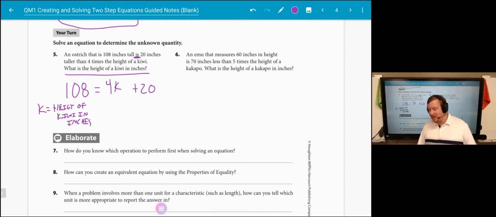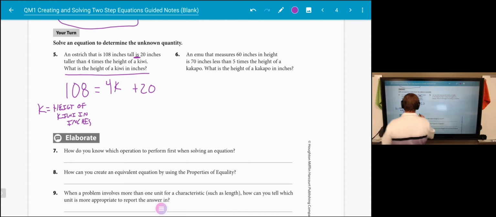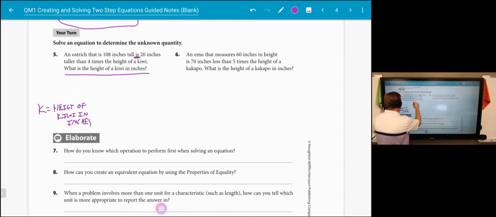That's a two-step equation. Hopefully we've been practicing. I know that my first step would be to multiply by 4, then add 20. The last thing I do is the first thing I undo. So I need to subtract 20 from both sides. I'm going to rewrite this top one here: 108 equals 4K plus 20. If you wrote 20 plus 4K, that's okay also.